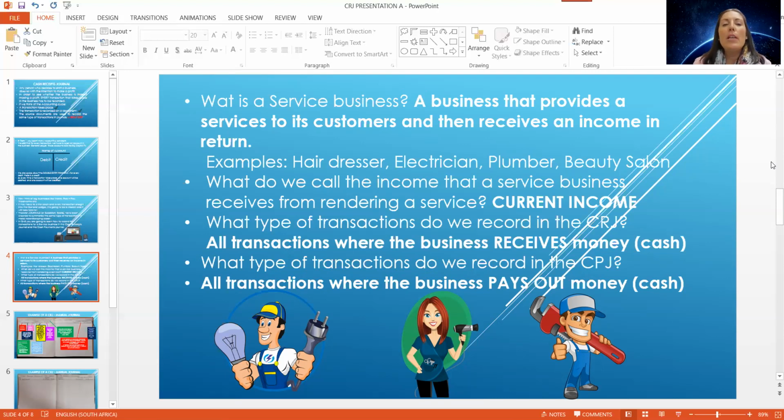And then in the theory that we've done in term 1, what do we call all the income that a service business receives from rendering a service? We call that current income. So keep that in mind for our journal that's coming up now.